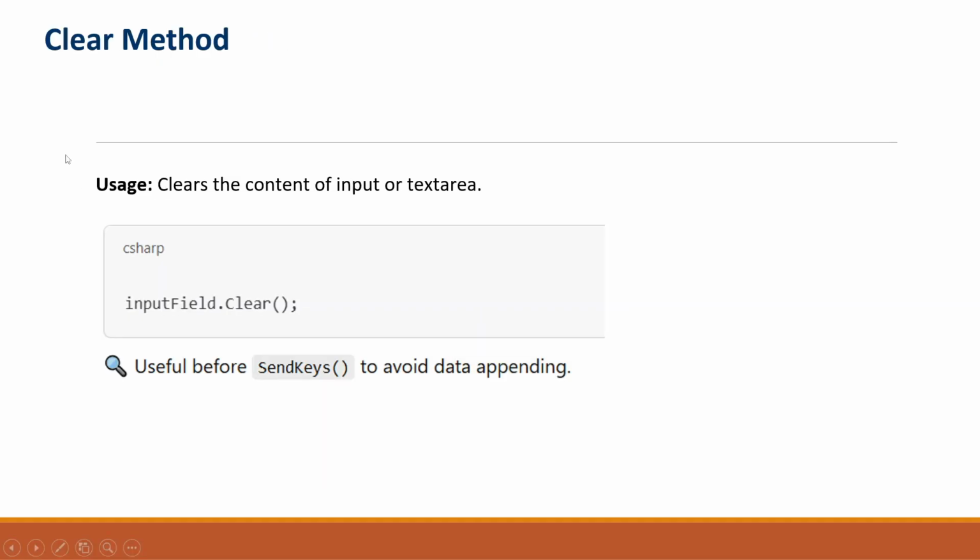The Clear method means clearing the content of an input or text area. So the code is the web element dot Clear. Clear is the method. After that you can use SendKeys, which helps to avoid text appending issues.